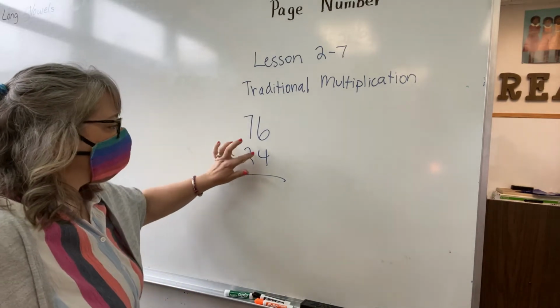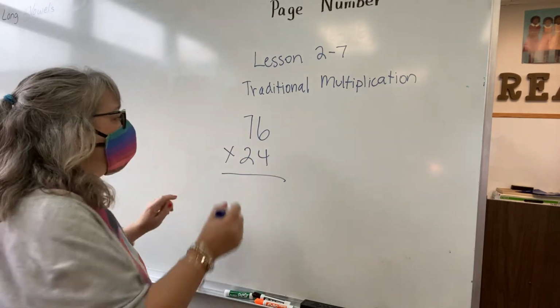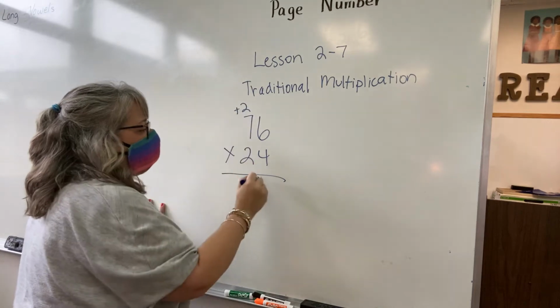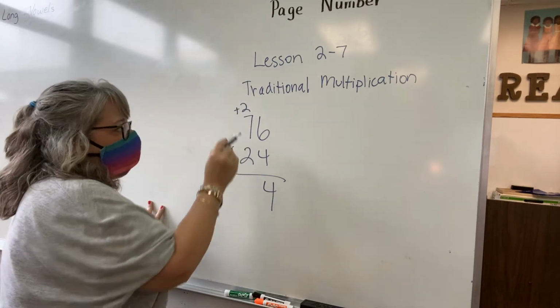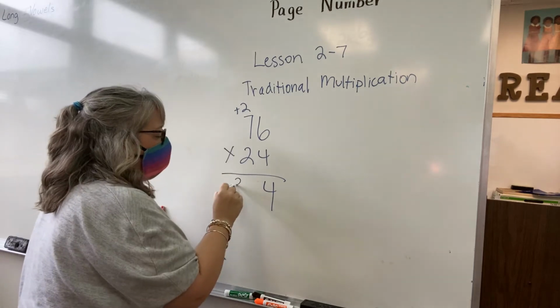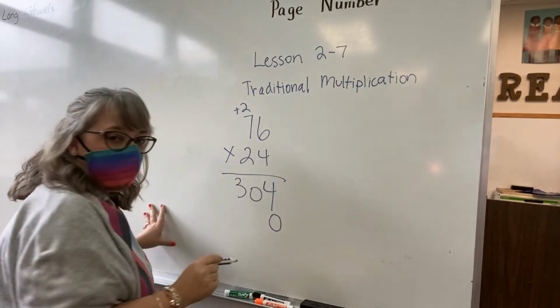So again, we're going to start with our ones place. 4 times 6 is 24. 7 times 4 is 28, 29, 30. Now we have to drop a 0. We have to put a 0 in that ones place.